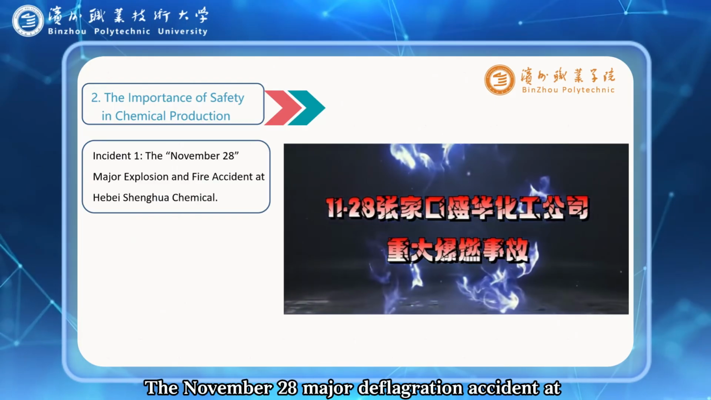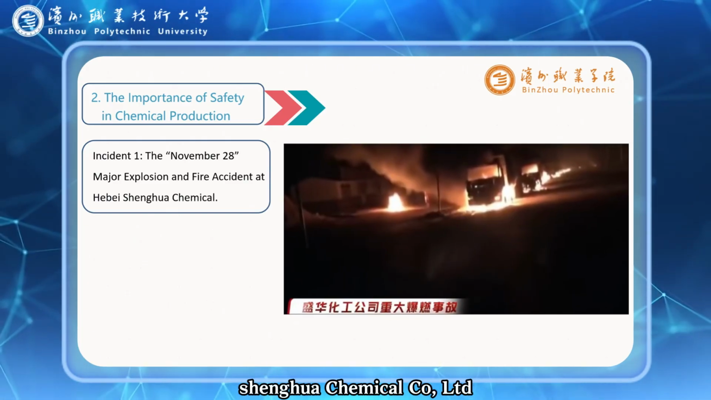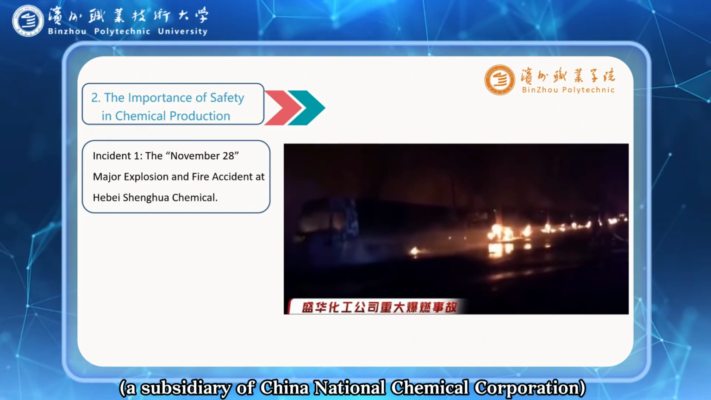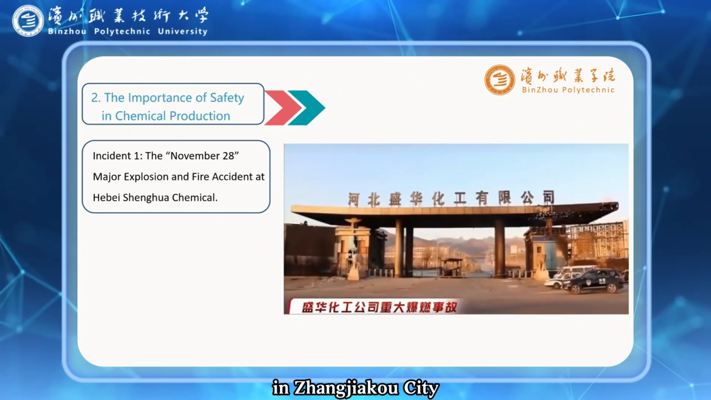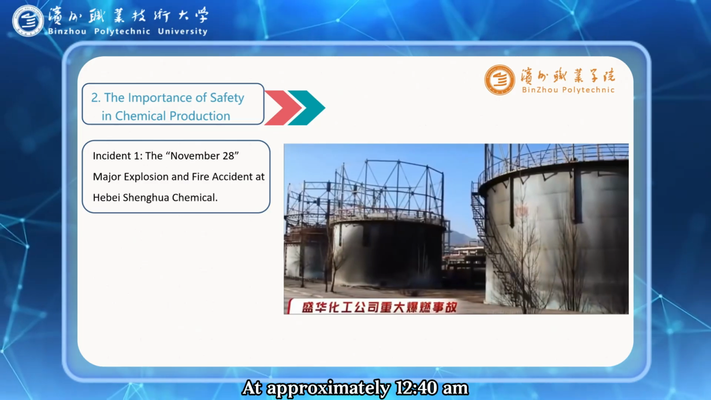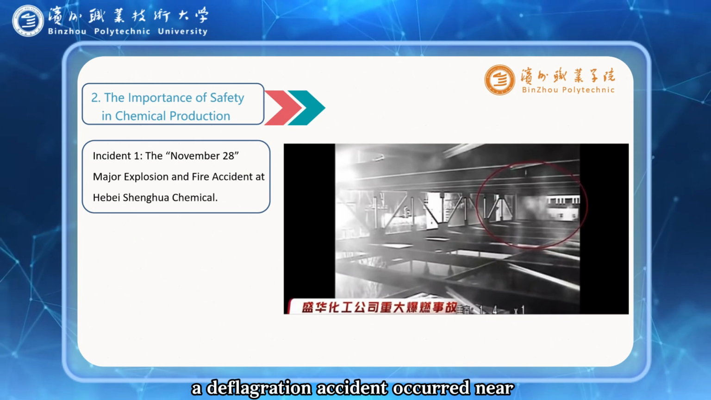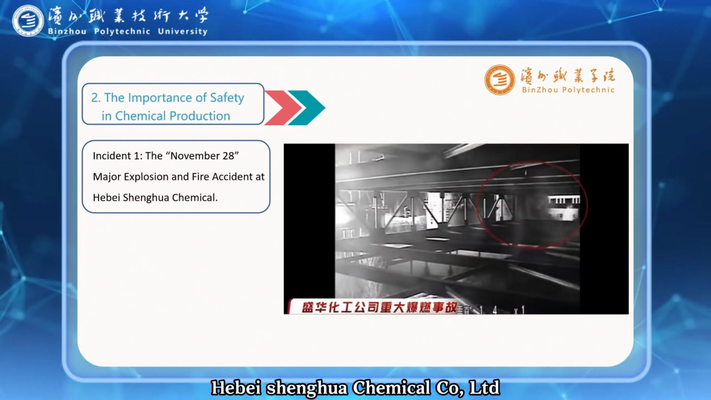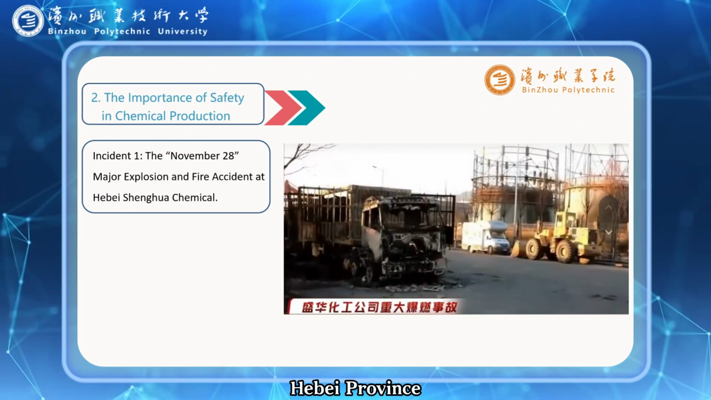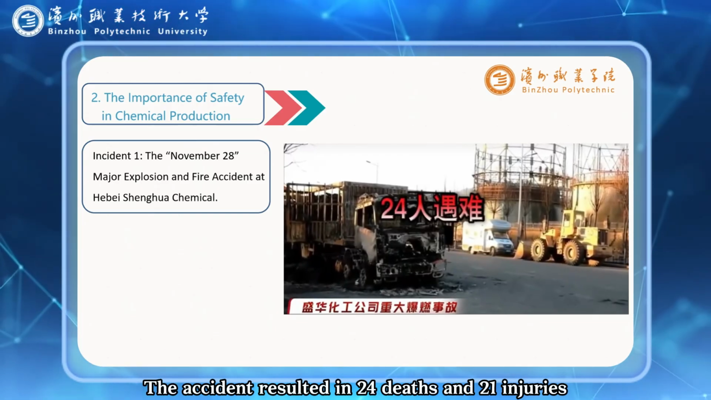Video 1. The November the 28th major deflagration accident at Shenghua Chemical Company Limited, a subsidiary of China National Chemical Corporation in Zhangjiakou City, Hebei Province. At approximately 12:40 a.m. on November the 28th, 2018, a deflagration accident occurred near Hebei Shenghua Chemical Company Limited in Chaodong District, Zhangjiakou City, Hebei Province. The accident resulted in 24 deaths and 21 injuries.